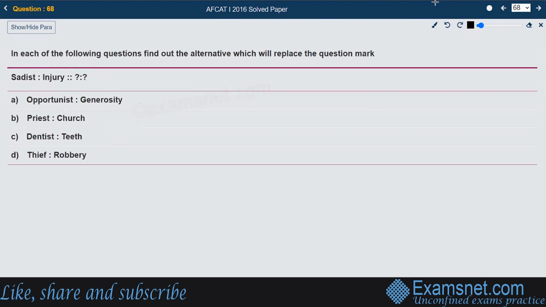Next is the same thing we are supposed to do, sadist and injury. But we are supposed to know the meaning of sadist first. The meaning of sadist is one who gives pain to others. So let us find out the connection between sadist and injury. Somebody who gives pain to others can give pain or injury also. He can give an injury to others. So a sadist is a person who causes injury. So this is the connection, a person who causes the B part.